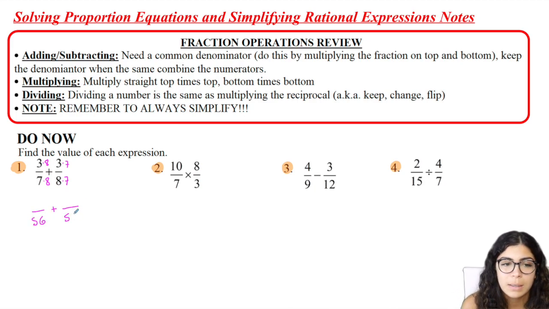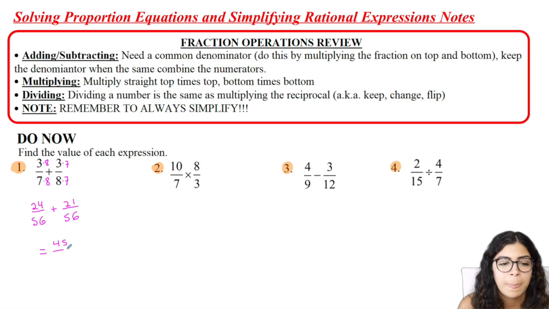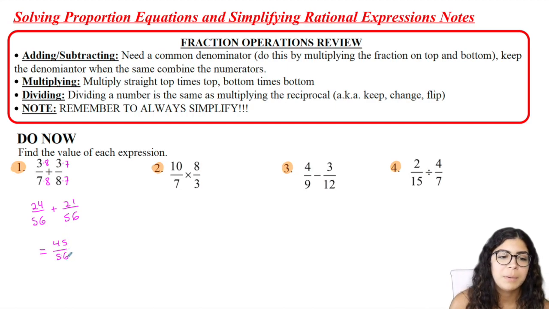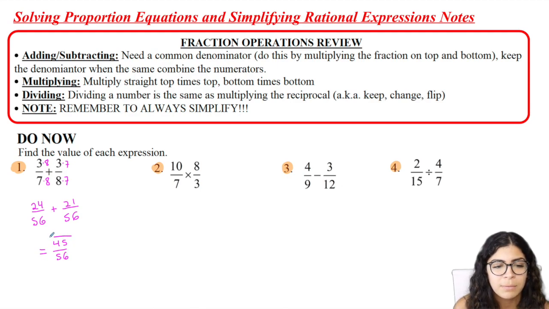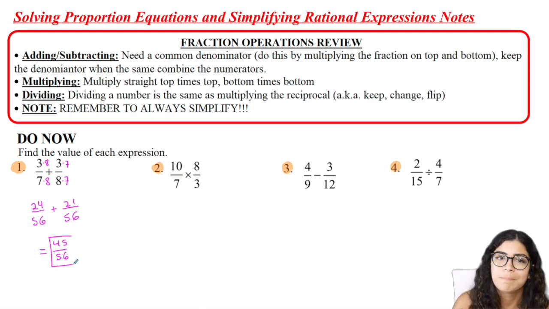So 3 times 8 is 24. And 3 times 7 is 21. And so we have 24 plus 21. You add the numerators only. 24 plus 21 would be 45. And the denominator of the fraction stays the same. Now, if you could simplify this, if there was a common factor that you could divide both the top and the bottom by, you would want to do that. But in this case, there is no common factor between 45 and 56. So that is our answer.